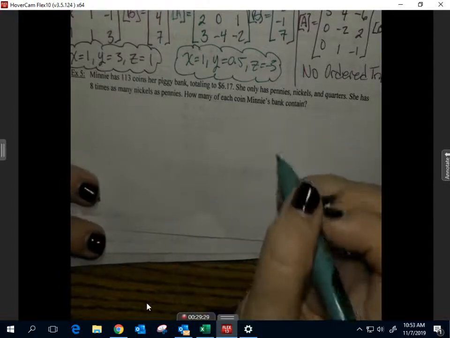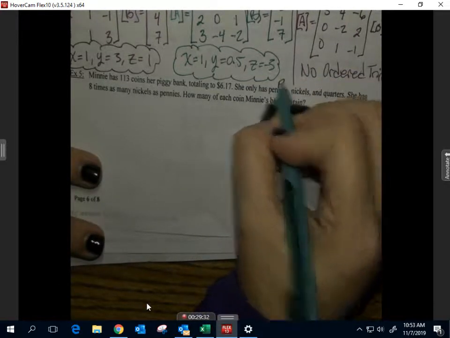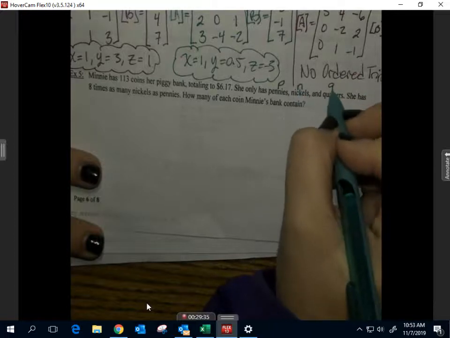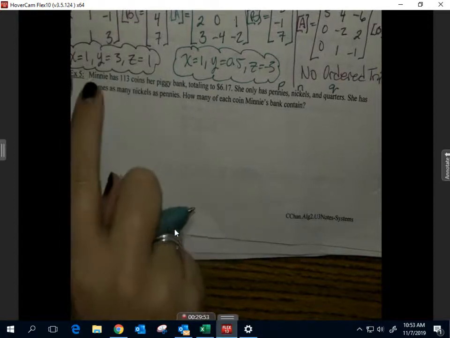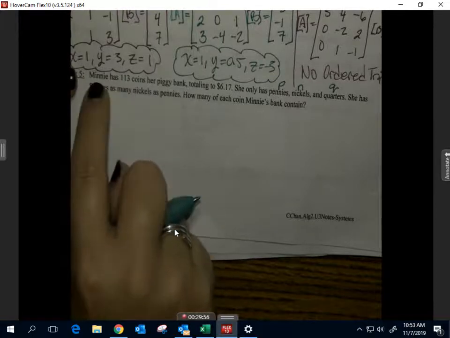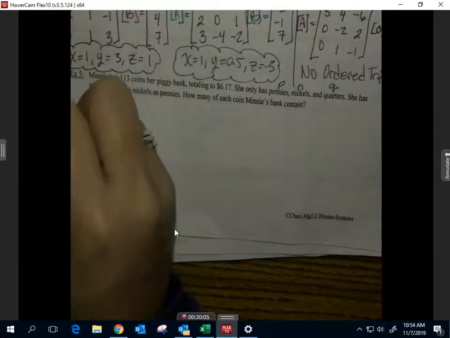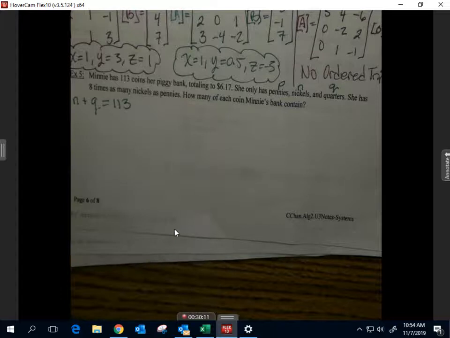So, I like to put P for pennies, N for nickels, Q for quarters. And I'm not talking about the value of them, I'm talking about the physical number of coins we have for each of pennies, nickels, and quarters. Like how many pennies am I counting, how many nickels am I counting out, and how many quarters. So knowing that, our first equation is going to come from Minnie has 113 coins. Well, what makes up those 113 coins? Pennies, nickels, and quarters. That's right. Pennies plus nickels plus quarters equals 113, right? Total. Right?